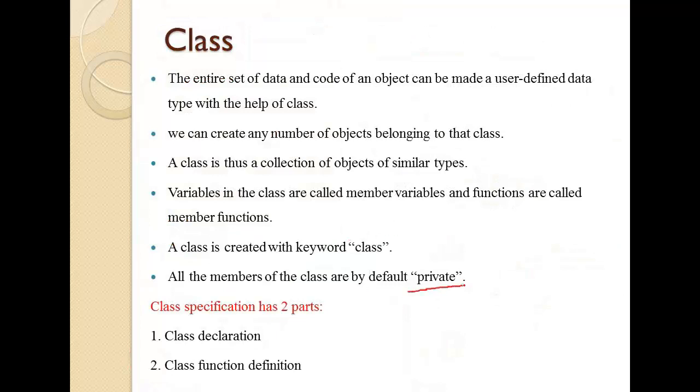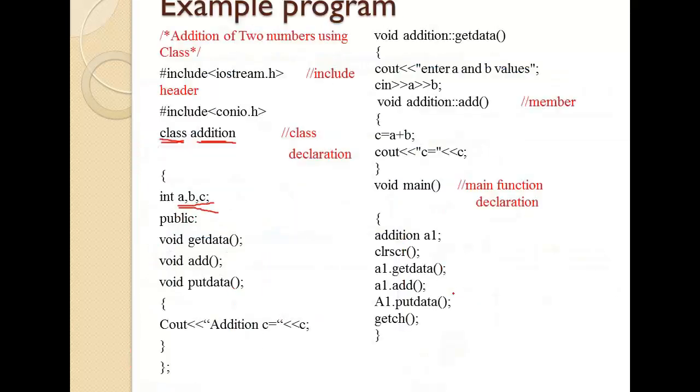So you can see this slide, right? All the members of the class are by default private. So if I did not specify anything, then it will come under private mode. So for the variables, I didn't specify any type of access specifier here. So the meaning is all these variables are private variables of this particular class, right? So next I have function declaration. One function, get data, I have declared, and add I have declared, right?